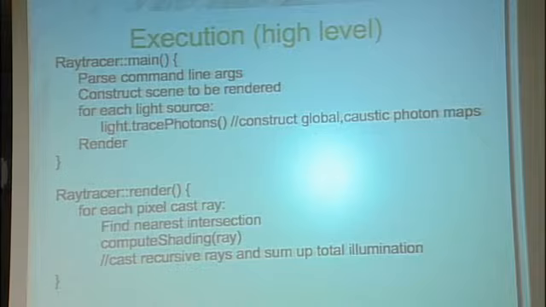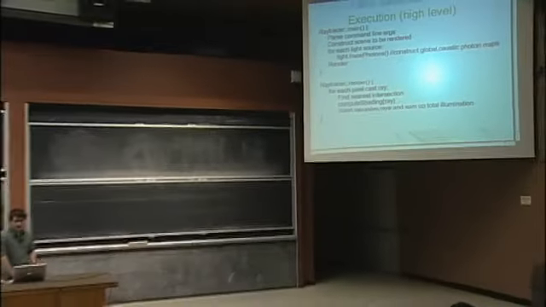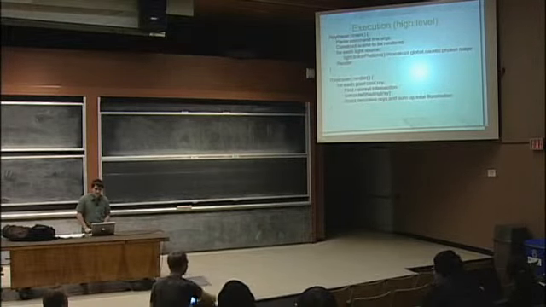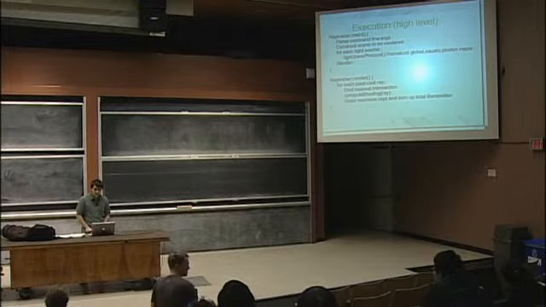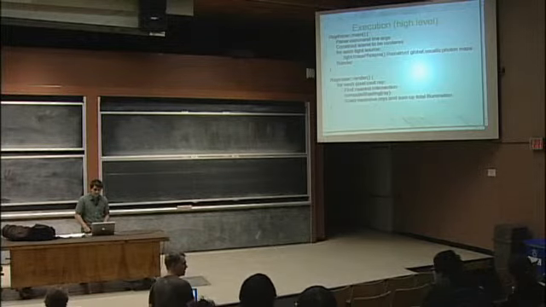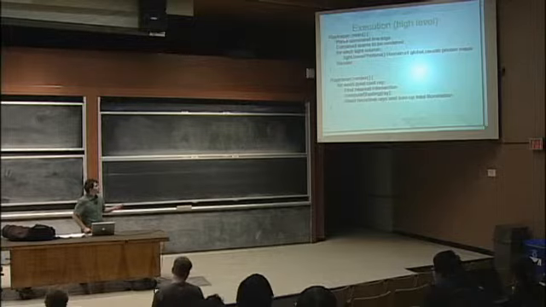Then for each light source, it tells the light source to make photon maps for the global and caustic illumination. We actually moved the main functionality into a different file so we can replace it later. You don't have to touch that. It just constructs the scene. So you shouldn't need to look at that. Okay, so that's changed then.